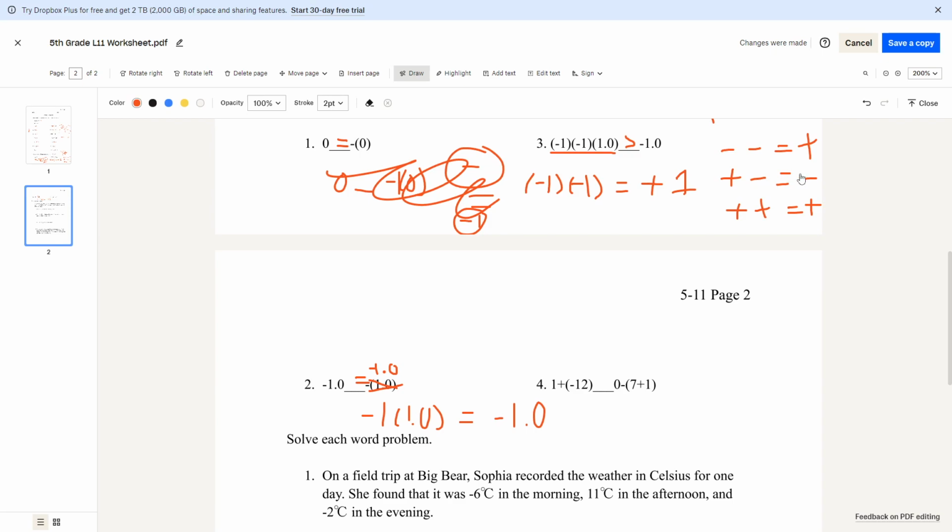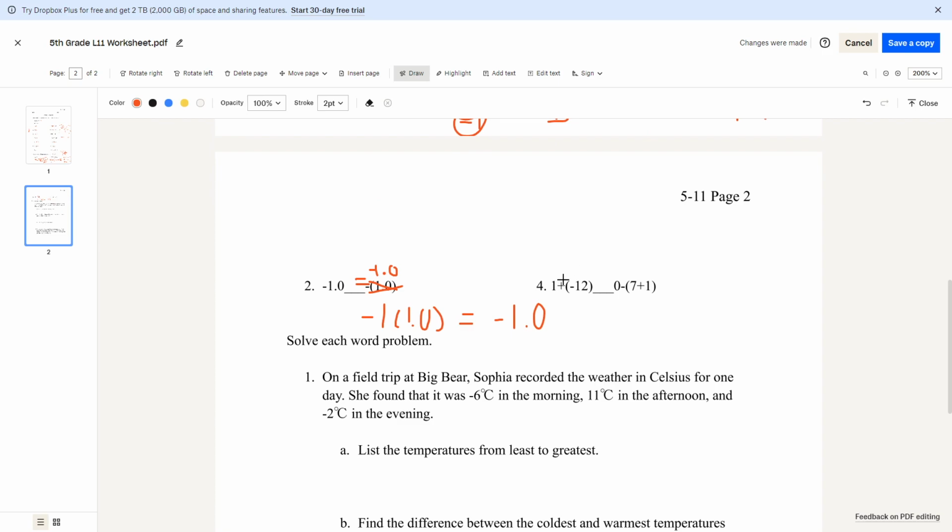Therefore, negative times negative means a positive, so positive 1. 1 times 1.0 here would be equal to positive 1.0, which is greater than negative 1.0. 1 plus negative 12, and 0 minus 7 plus 1, which is 8. 1 plus negative 12, that'll be negative 11. 0 minus 8 would be negative 8, so that means negative 8 is greater.